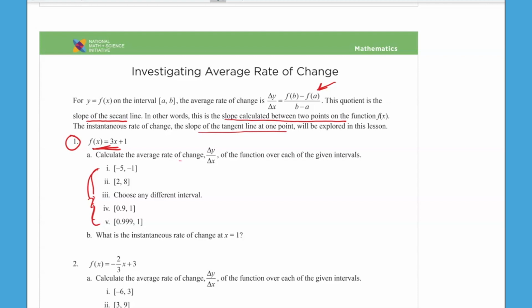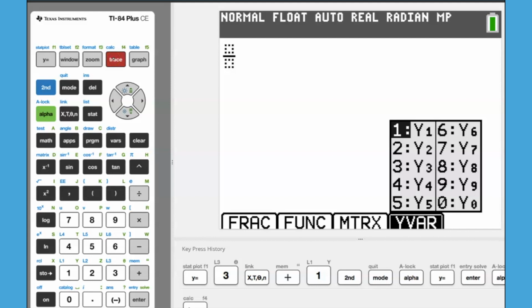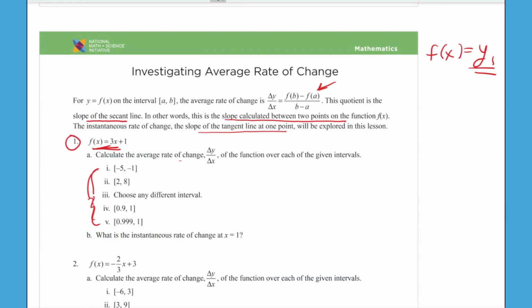The name of it is f, but on my calculator, my f of x is going to be my y1. So I'm going to go back to my calculator, and I'm going to use my shortcut keys, the alpha and trace, and pull up the Y1 option. And I want to evaluate that at, and I have forgotten that, the interval. So let's go back. And that's the interval from -5 to -1.